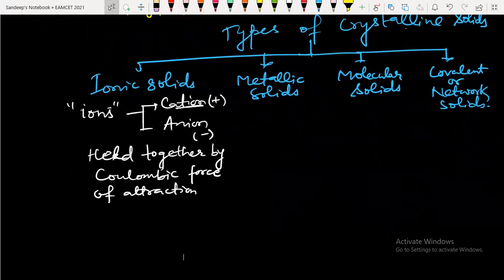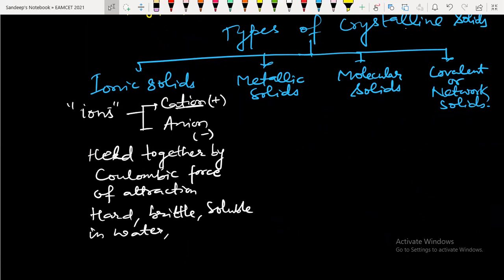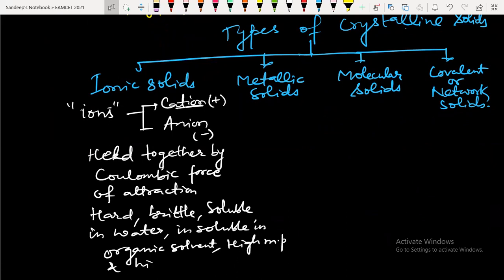They are hard, they are brittle, they are soluble in water, they are insoluble in organic solvent, they have high melting and boiling point, they are good conductor of electricity.